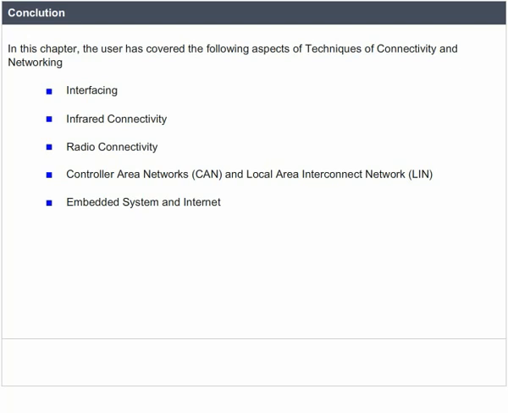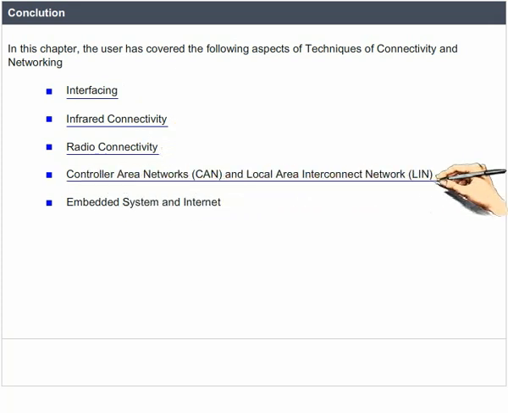Conclusion. In this chapter, the user has covered the following aspects of techniques of connectivity and networking: interfacing, infrared connectivity, radio connectivity, controller area networks CAN, and local interconnect network LIN, embedded system and internet.